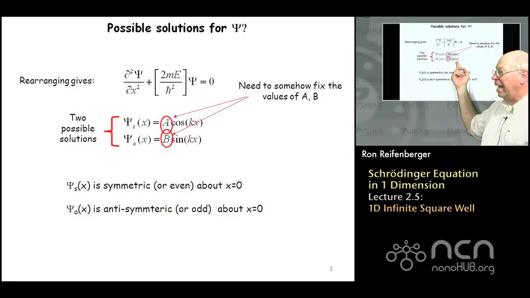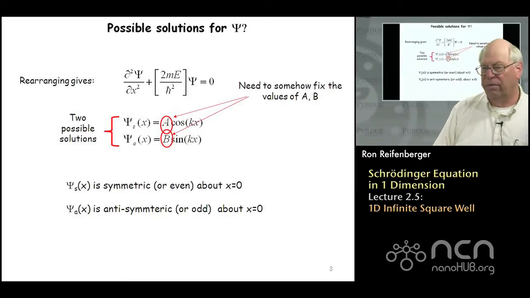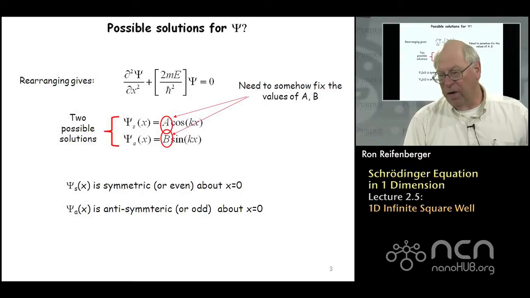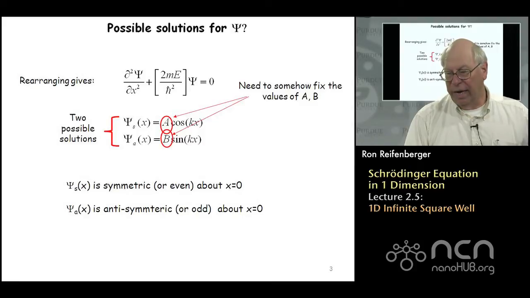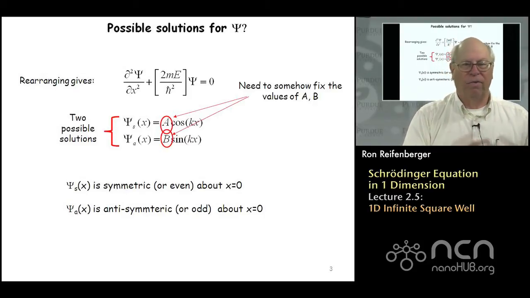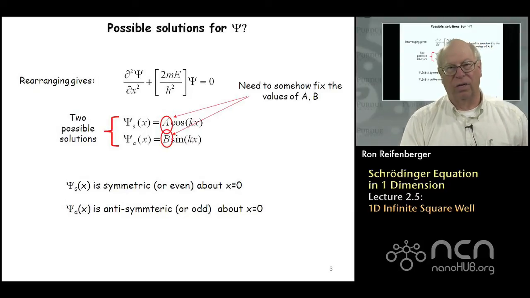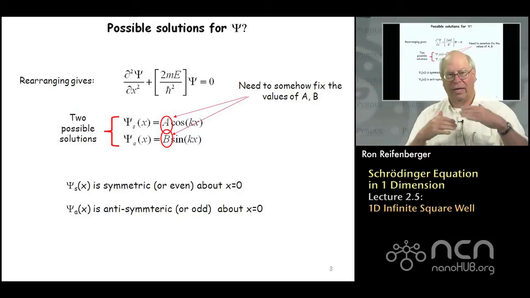And these 2 solutions naturally break into two groups based on the symmetry of the solutions. So we call the symmetric solution the cosine kx solutions. We call the anti-symmetric solutions the sine of kx solutions. And these symmetric and anti-symmetric solutions just refer to the symmetry of the wave function about x equals 0. And it provides a very convenient way to split the solutions up and discuss each class of symmetric and anti-symmetric solutions separately.